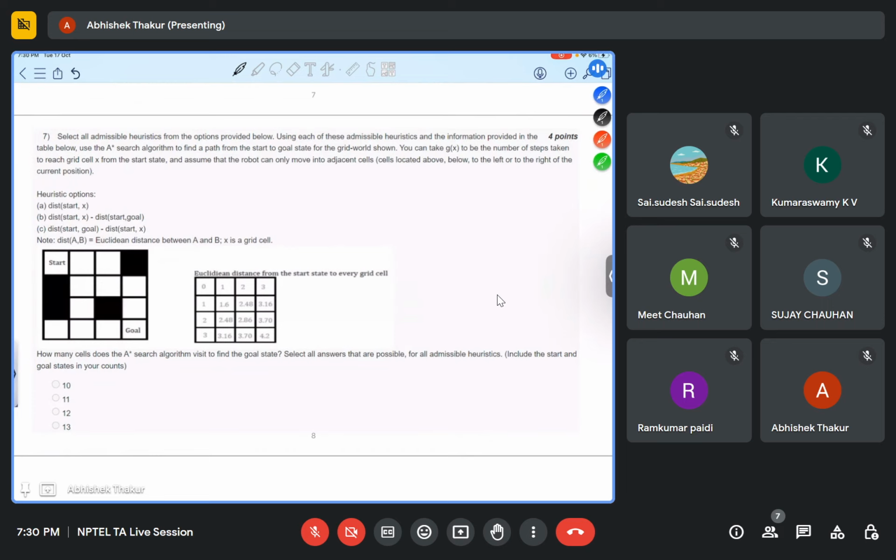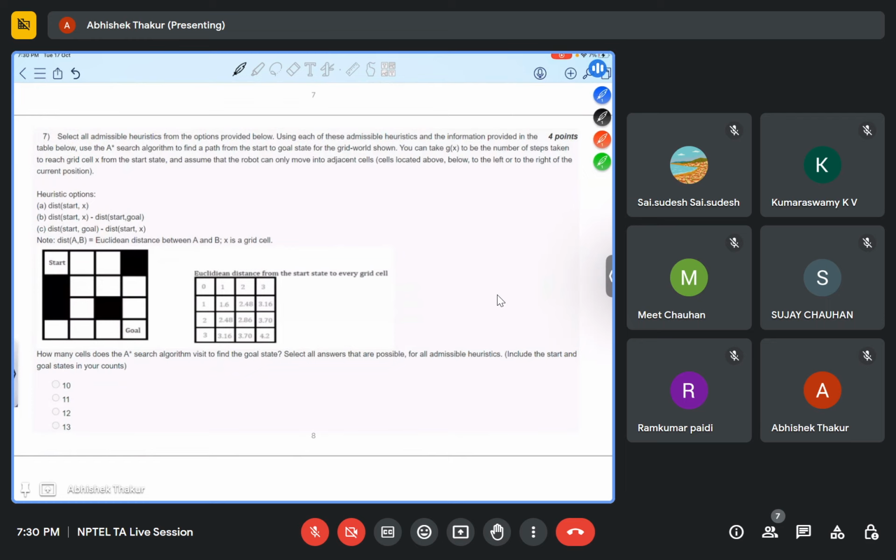So we'll solve the next question now. That is, select all admissible heuristics from the options provided below. Using each of these admissible heuristics and the information provided in the table below, use the A star search algorithm to find a path from the start to goal for the grid world shown. You can take Gx to be the number of steps taken to reach the grid cell X from the start state.